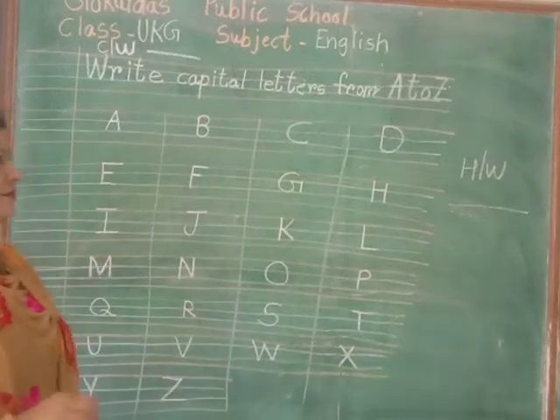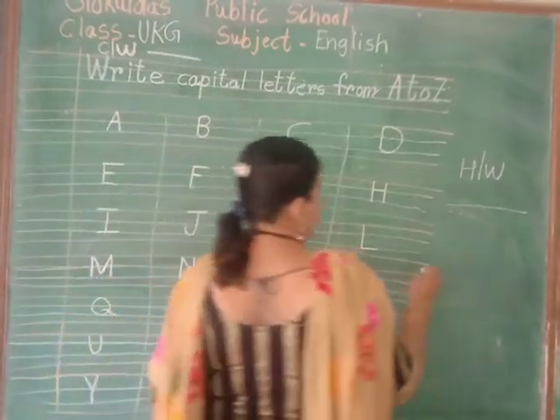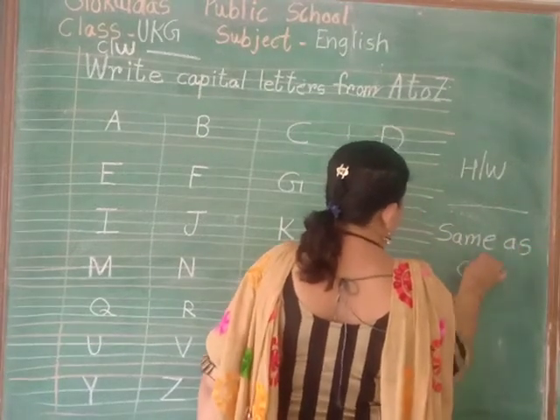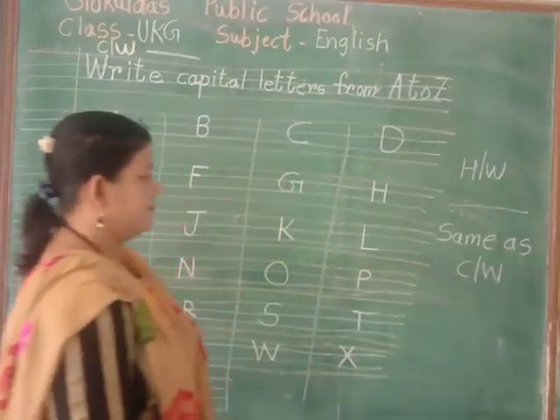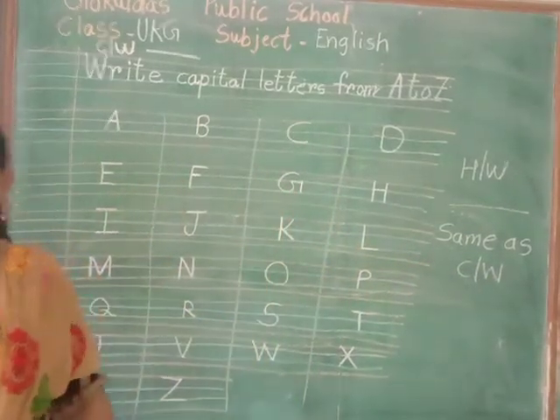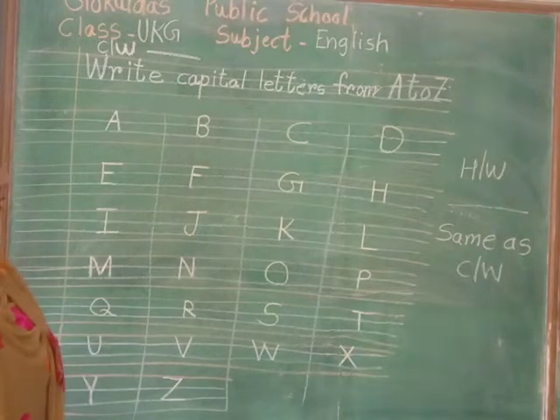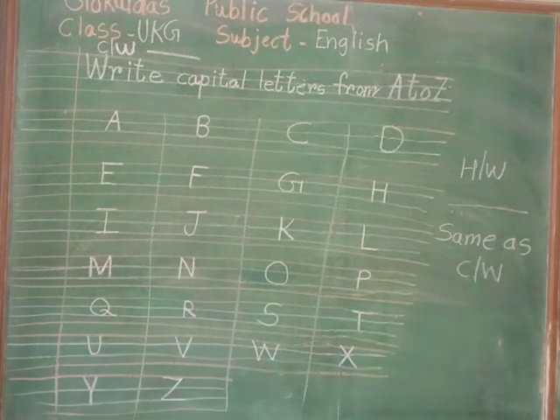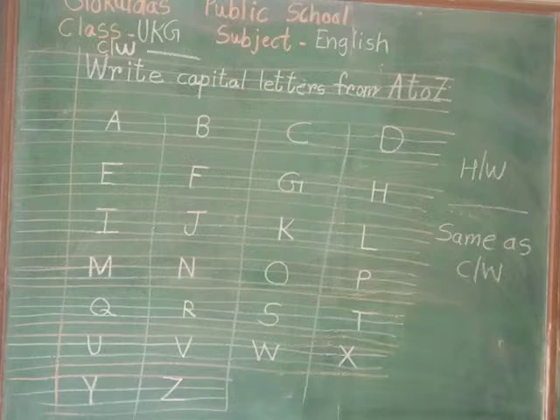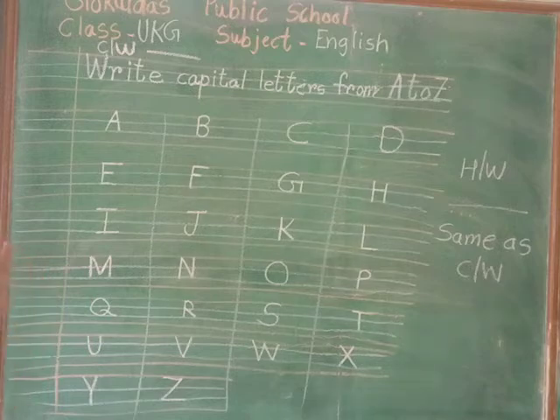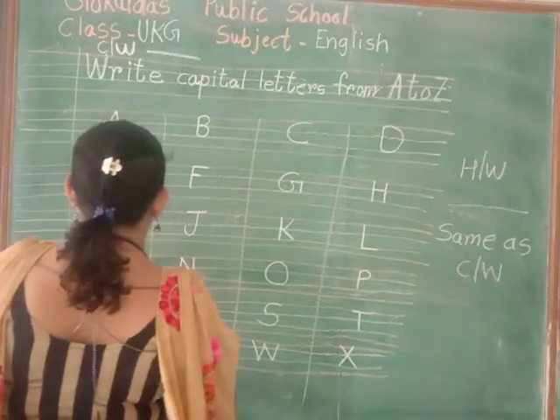Hurry up, write here same as CW. Done this? Done? Hurry up, hurry up. Write fast. Okay. Now go to the next page. Take out your new page. Write down CW and raise it like this.